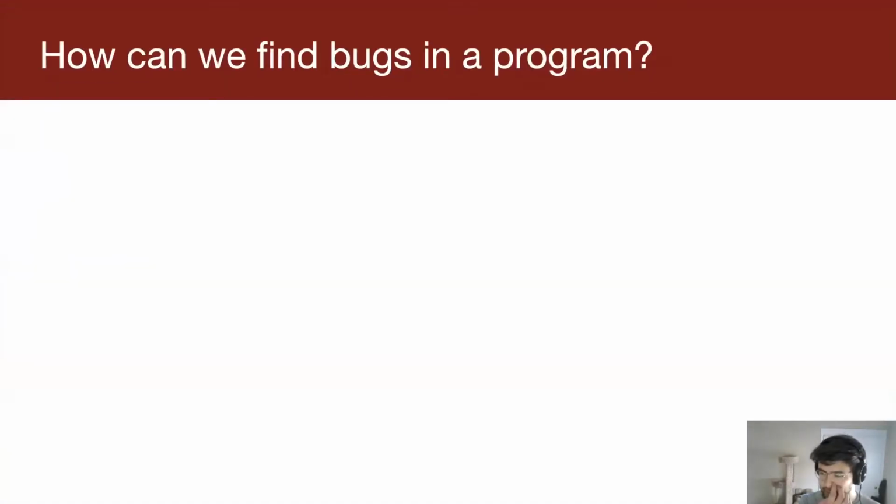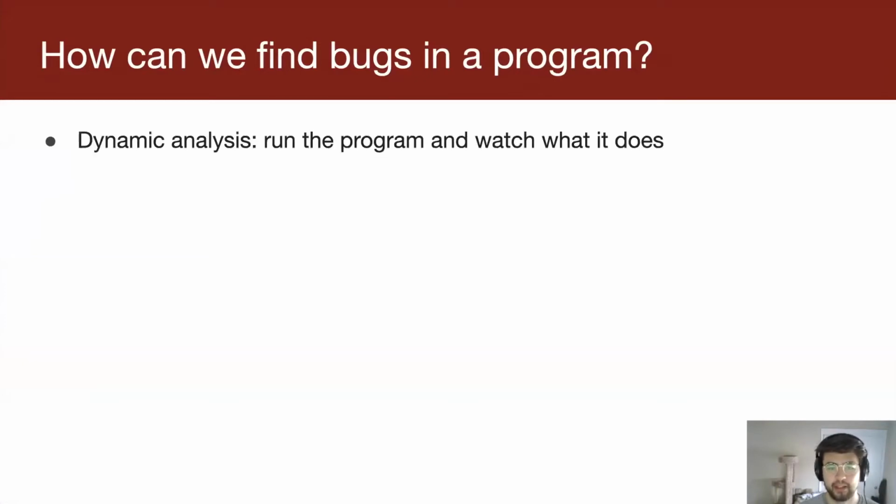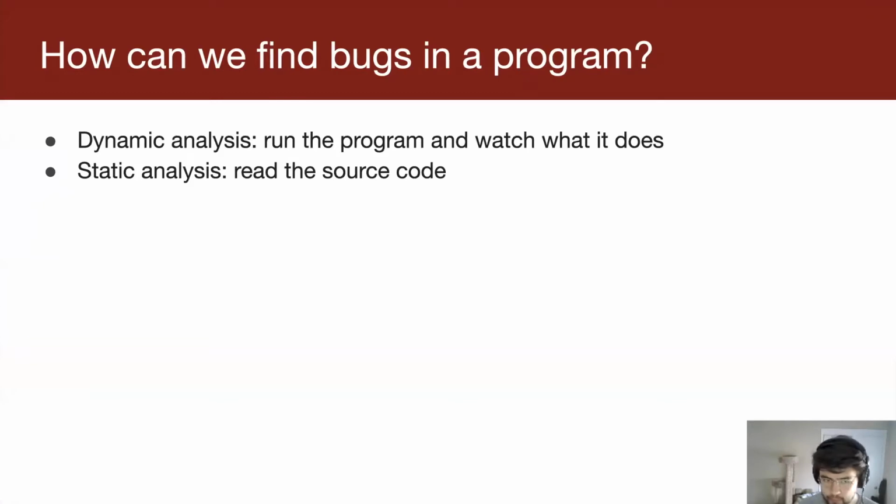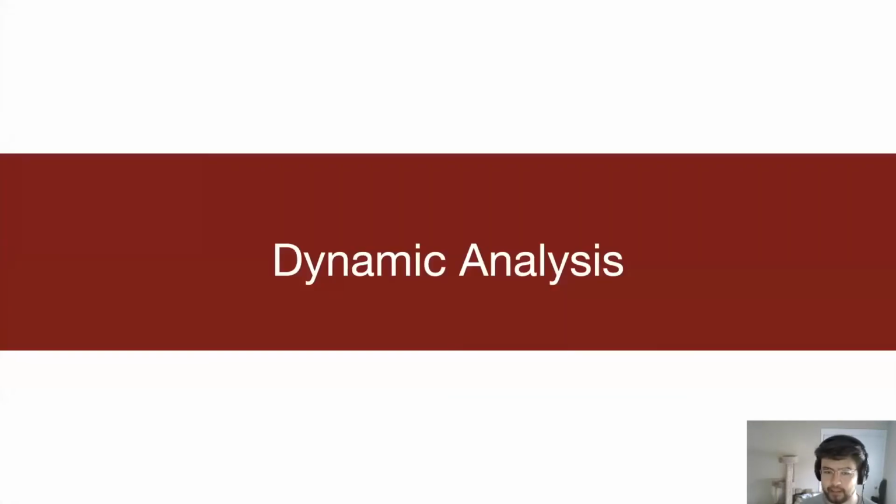So last class we talked about how there's kind of two categories of techniques. You can either run the program and see what it does, and we call this dynamic analysis, or you can just read the source code and see if you can spot any bugs without running the program. So let's talk about dynamic analysis first, and then we'll talk about static analysis.